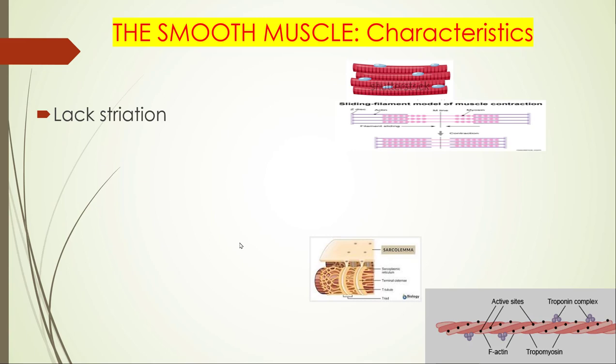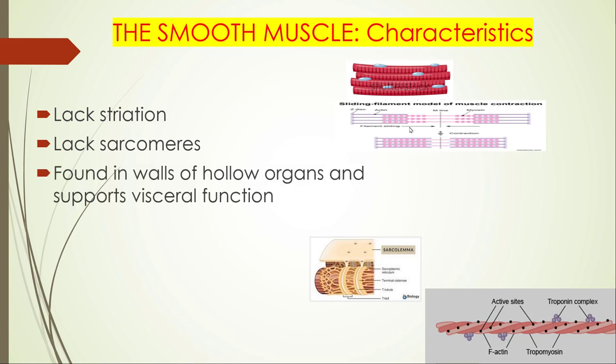These muscles lack striation. We know that skeletal muscle has strips, so it looks striated, and in smooth muscle we have no striation. They also lack sarcomeres. We know that in skeletal muscle actin and myosin are arranged between two Z lines, and this structure between the two Z lines is called a sarcomere. In smooth muscle there is no sarcomere.